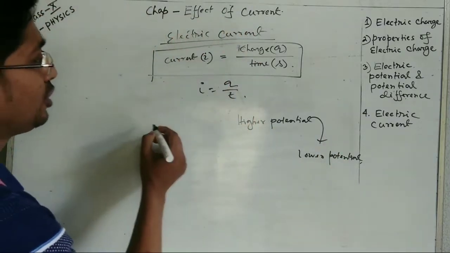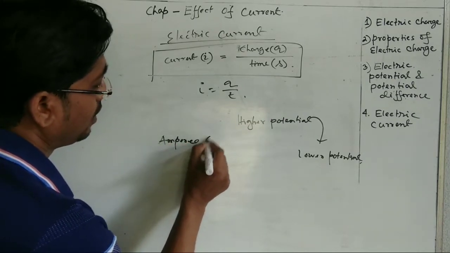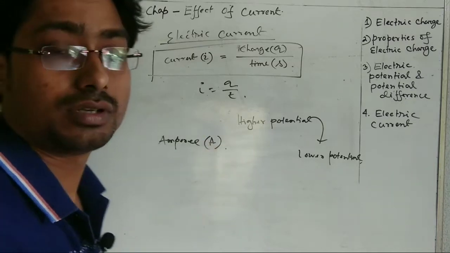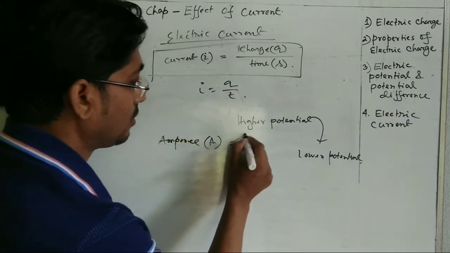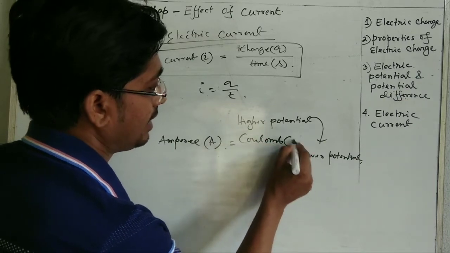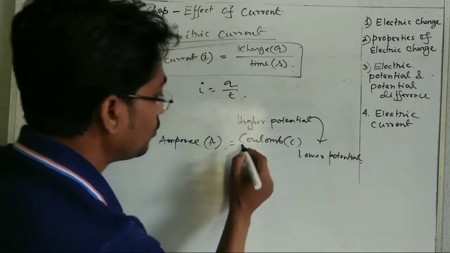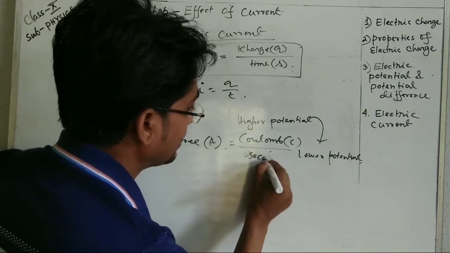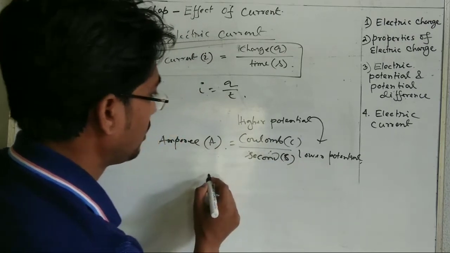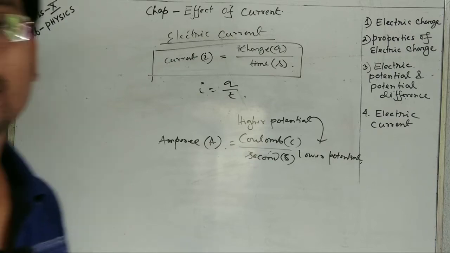What is the electric current unit? It will be ampere. The symbol is capital A, because it is coming from the name of the scientist, that's why it is capital A. And charge, that is coulomb, it is also coming from the name of a scientist. And now it is time, which will be second. So ampere is equal to coulomb per second. So this is electric current.